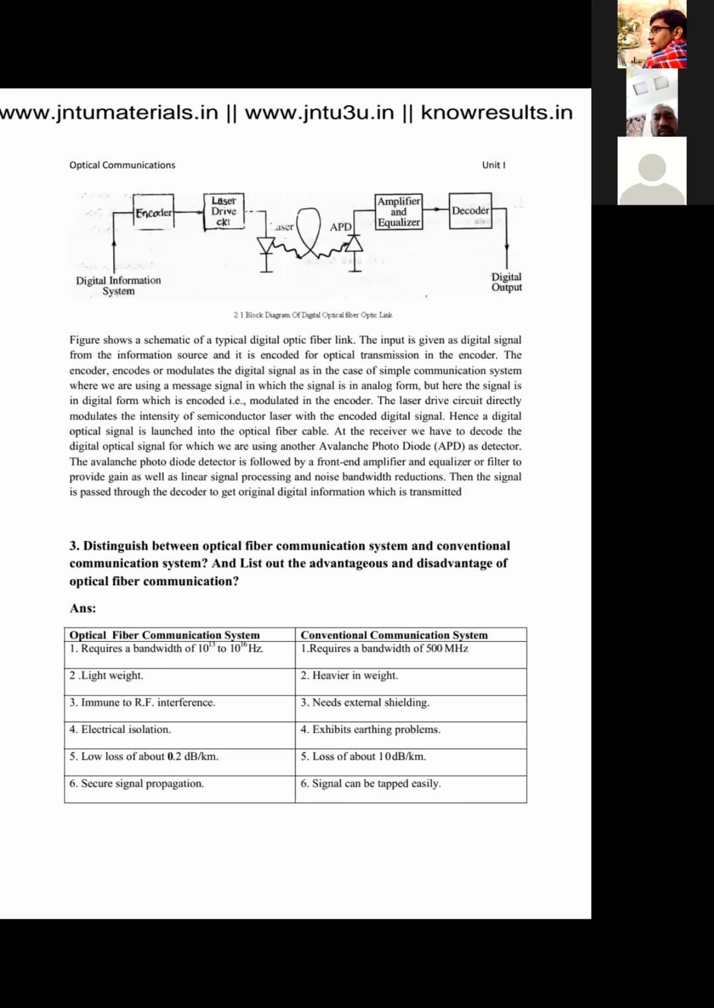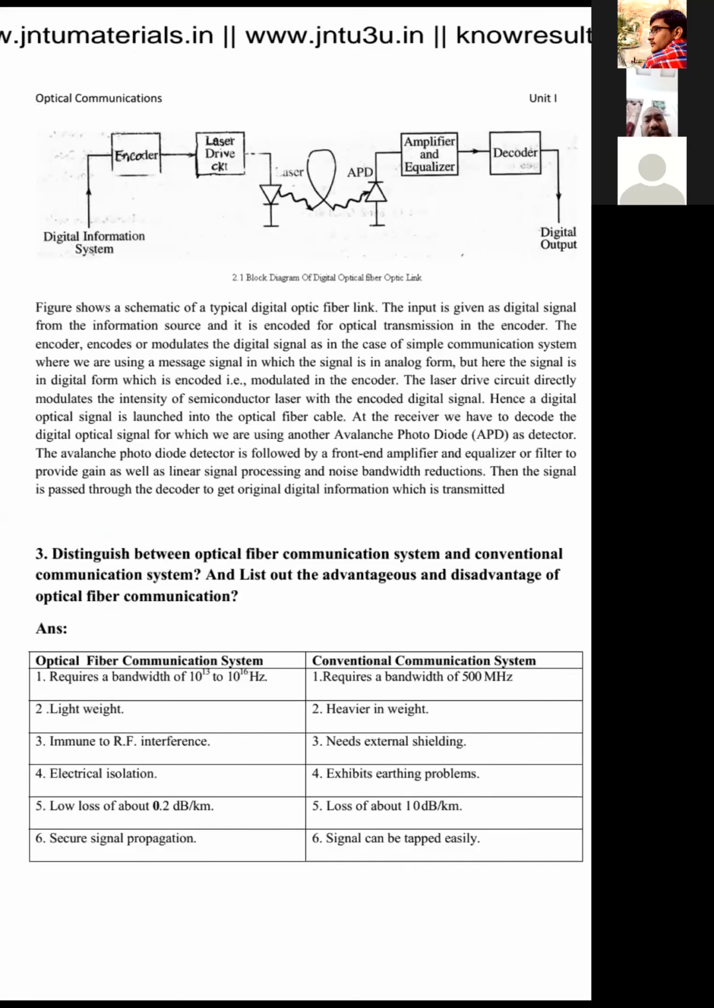Now let us compare a general optical fiber communication system with a conventional communication system. Conventional communication system means ordinary communication system or old communication system.